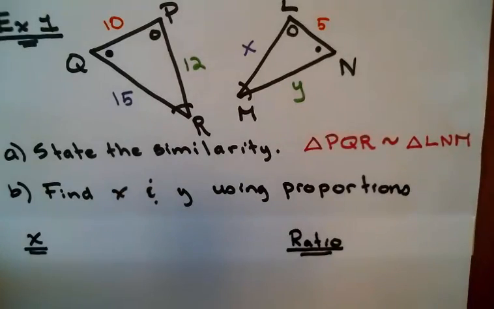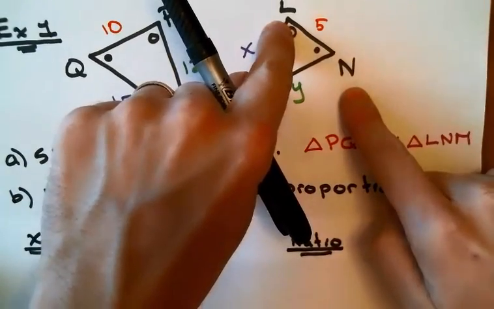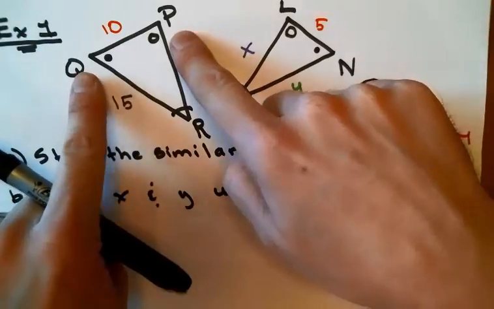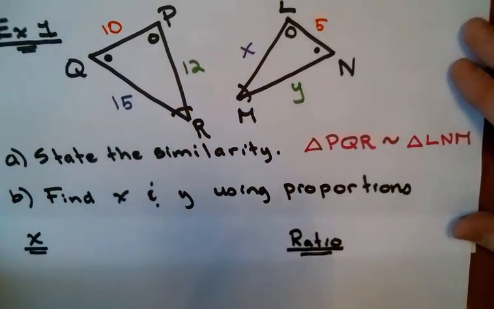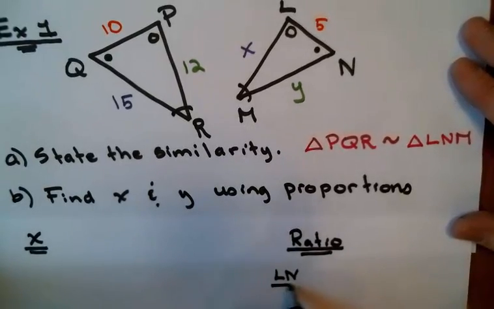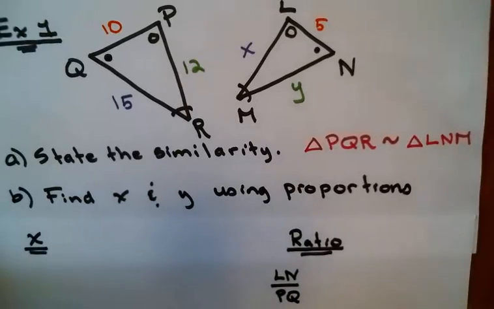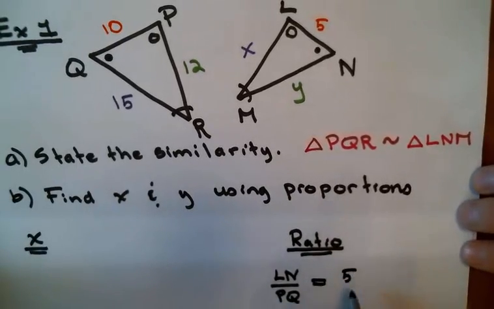If we look at both triangles, we can see here that side LN compared to side PQ, there's no numbers missing. So you want to look for that. And we can create our first proportion that gives us the triangle's ratio. So LN over PQ is one ratio. That's part of the proportion. And here it is. So LN is 5, PQ is 10, which we can see reduces to a half.